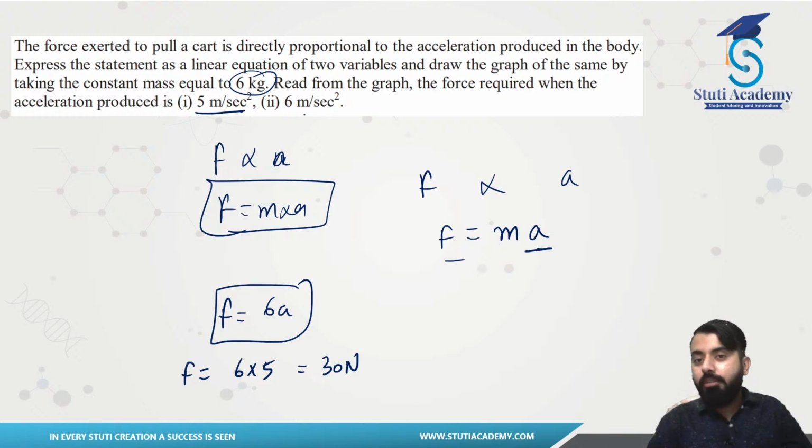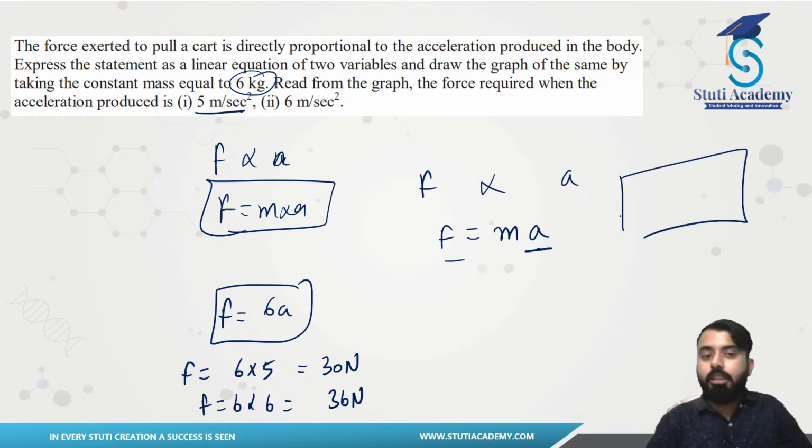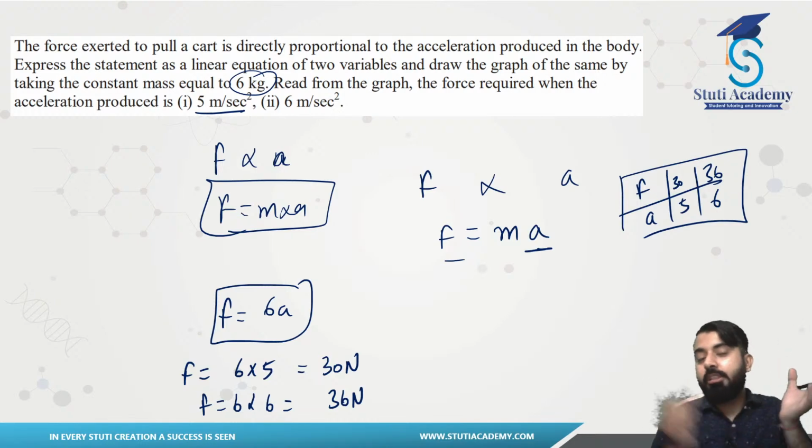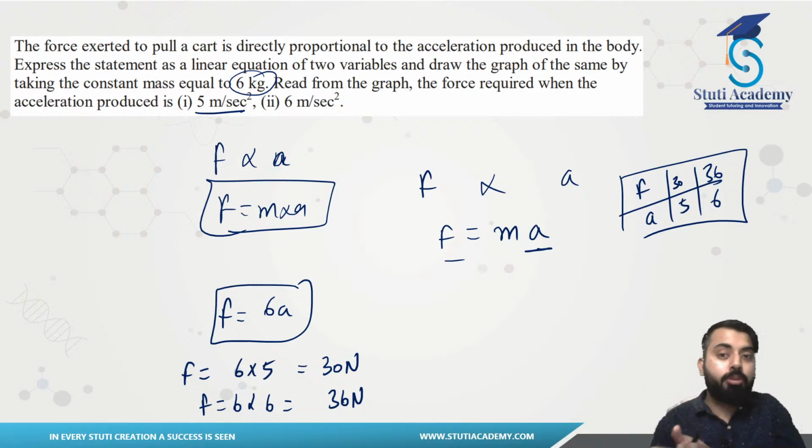Then you have been given 6 meters per second squared. Then force will be 6 into 6, which is 36 newtons. If I construct the table, I have force and acceleration. When acceleration was 5 meters per second squared, force was 30 newtons. When it was 6, it was 36. So you can just plot them. Remember, in the case of direct proportionality, if you increase one value, the other value will also increase. If they are in inverse proportion, then the statement will be written differently.